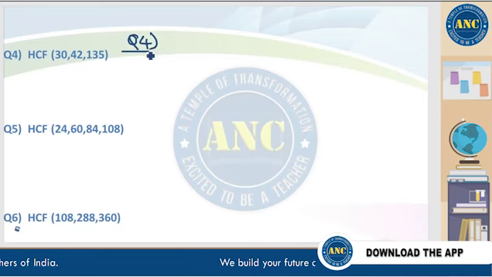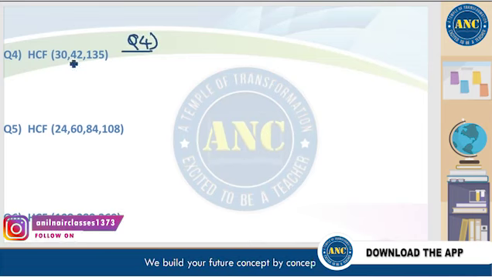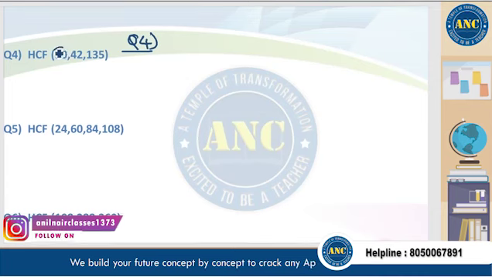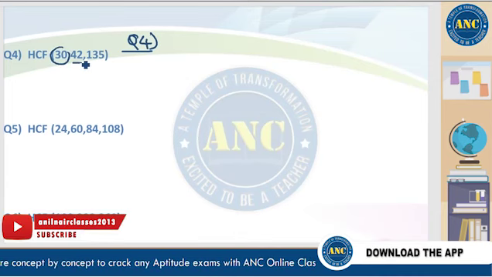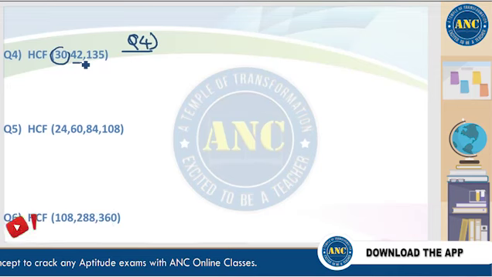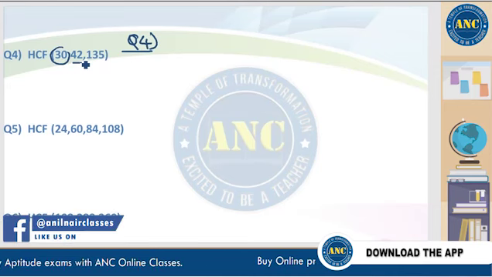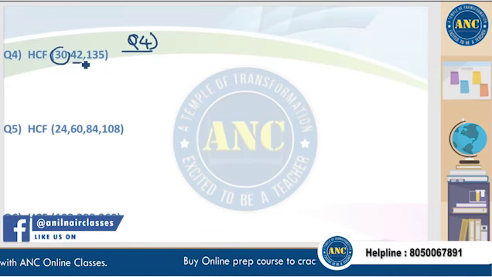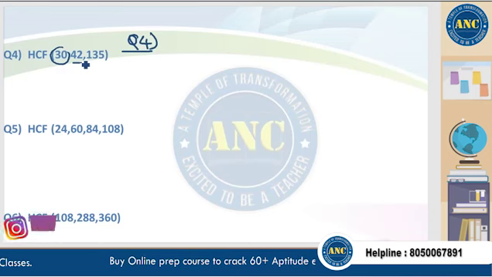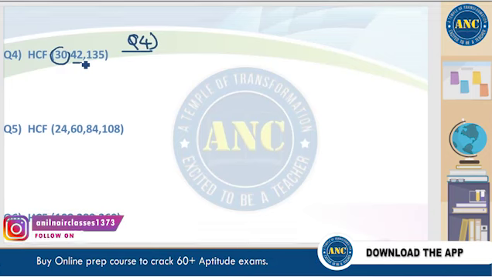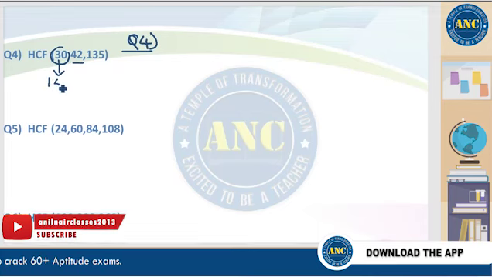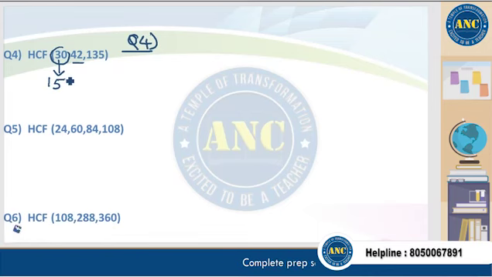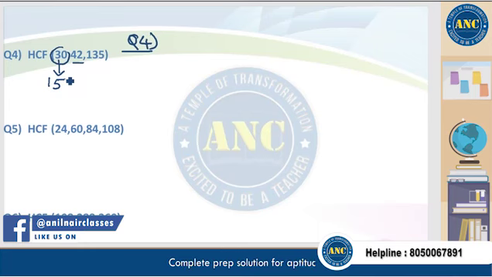Now we will solve it very quickly. HCF of 30, 42, 135. 30 is the lowest number. Is 42 divisible by 30? 42 is not divisible by 30, because 42 is not a multiple of 30; 30 3s are 90. So if not 30, what is the next highest factor of 30? Which is 15.